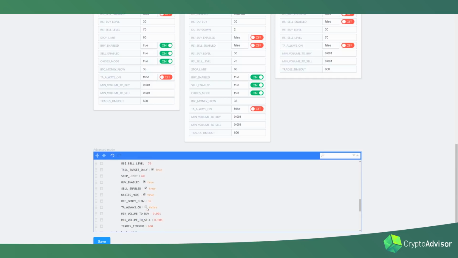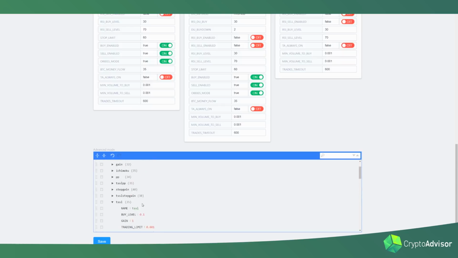Next, there's stop limit. That is completely up to you. I personally do not use it, so I'd leave this at 100 or whatever crazy number you want to set it to. And then OKeys mode, this just stops trading if Bitcoin moves too much. Personally, if Bitcoin's going crazy, I wouldn't be holding it anyway, so I would just disable that anyway. But if you really want to just leave this on forever, then you can always enable that. And then TA always on is very helpful to use if your computer is on for long periods of time.